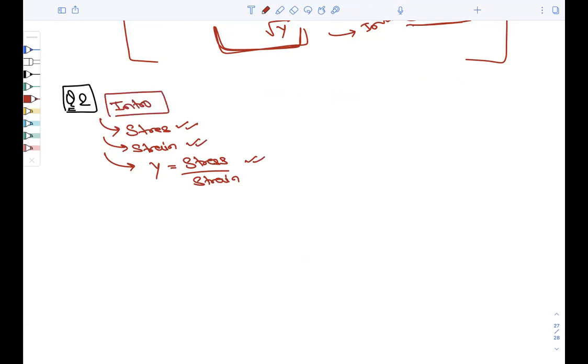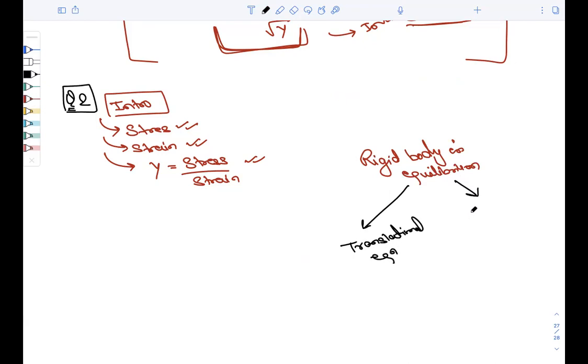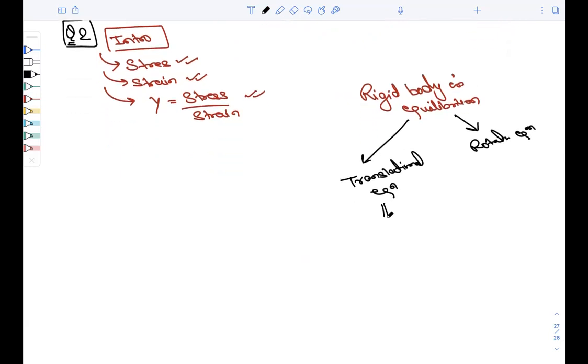You should write, if a rigid body is in its equilibrium position, right? And when we say that a rigid body is in equilibrium, please pay attention here, this is very important. A rigid body in equilibrium means that it will be in translational equilibrium as well as in rotational equilibrium. That means translational equilibrium is achieved if the net external force acting on it is 0, and rotational if the net external torque acting on it is 0.